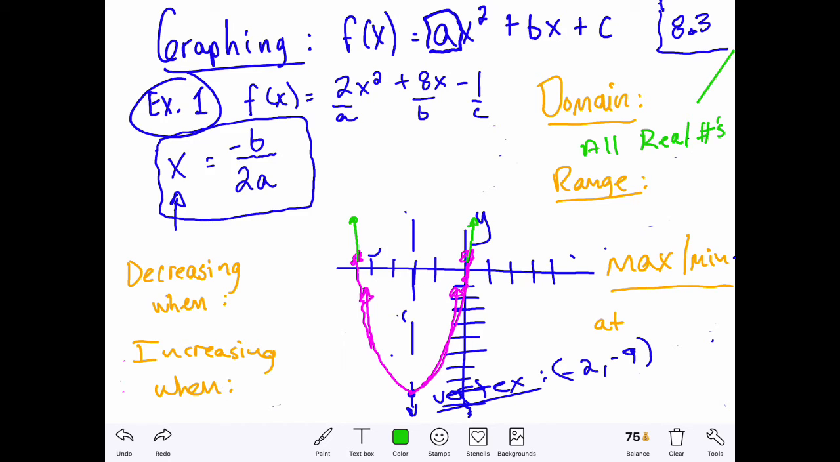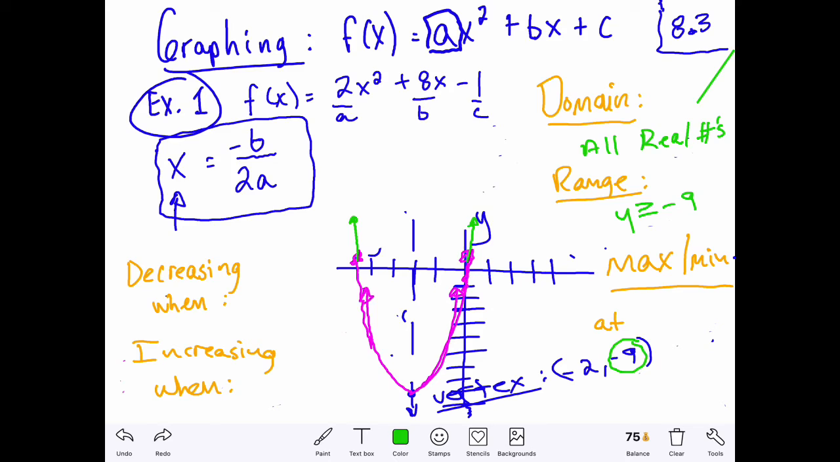Now, how about range, y values? Well, my y values, notice it comes down here and then goes back up. So the y values are going to be bounded by this vertex here. So the vertex is either the lowest point or the highest point. In this case, it's the lowest point. So all of our y values are how? Greater than or equal to -9. Okay, looking at, of course, the y value of my vertex there. And remember, it touches there at -9, so it's also equal to.